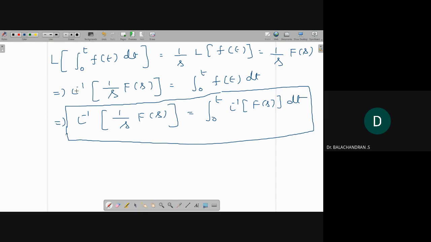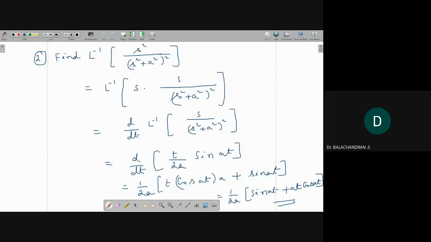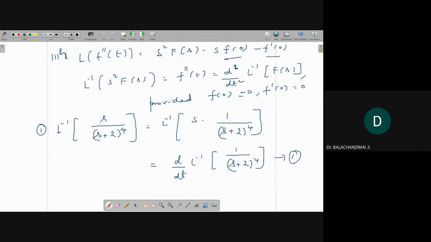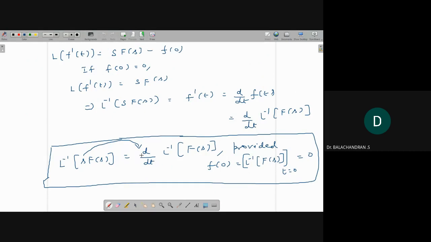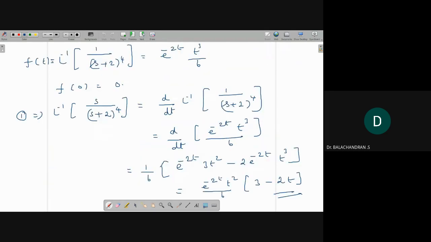So when I was discussing Laplace, I told you that you need to replace integral 0 to t by 1 by s and then L of f of t. But here, it is the opposite: replace 1 by s by integral 0 to t of L inverse of F of s. So that is the idea. Similarly, in the previous case I told you to replace s by d by dt.